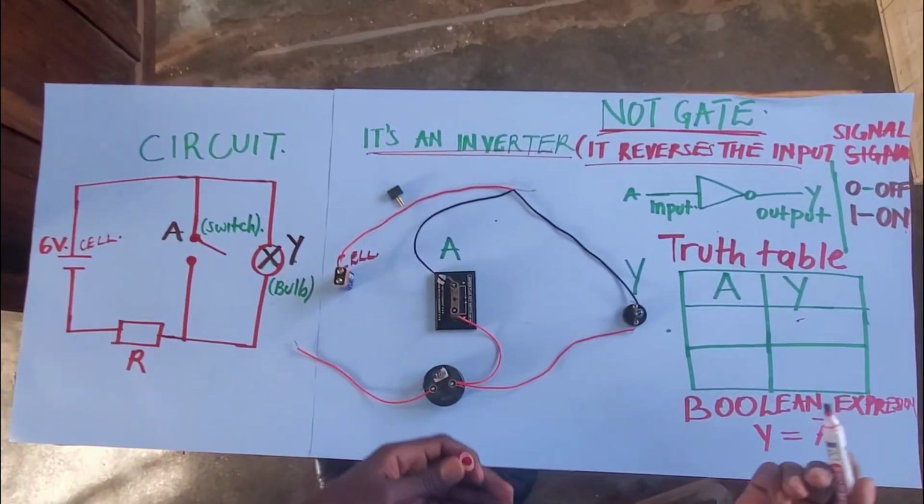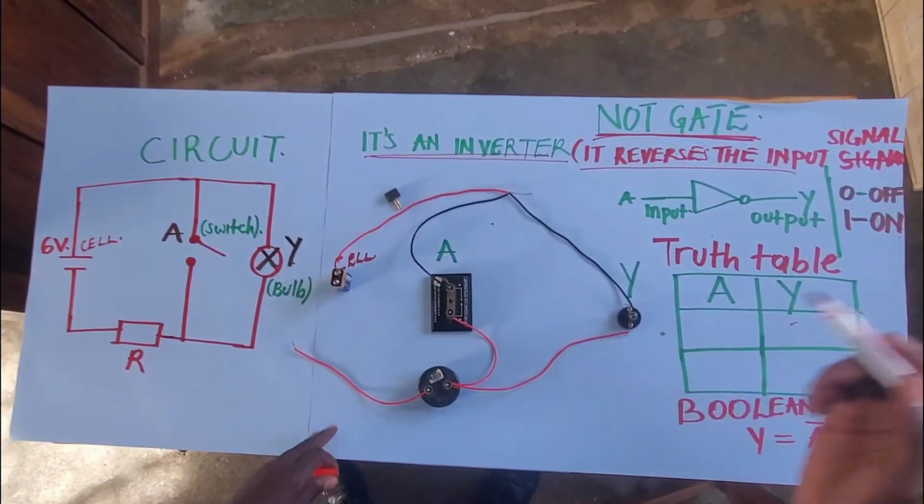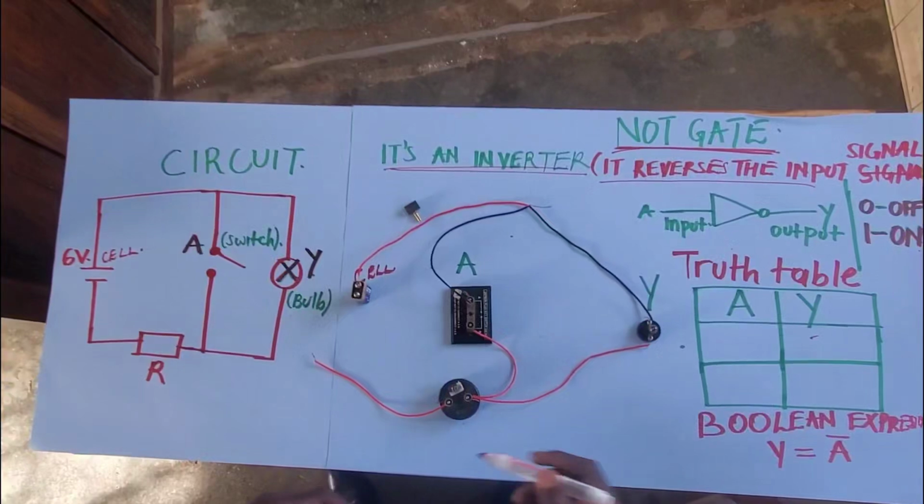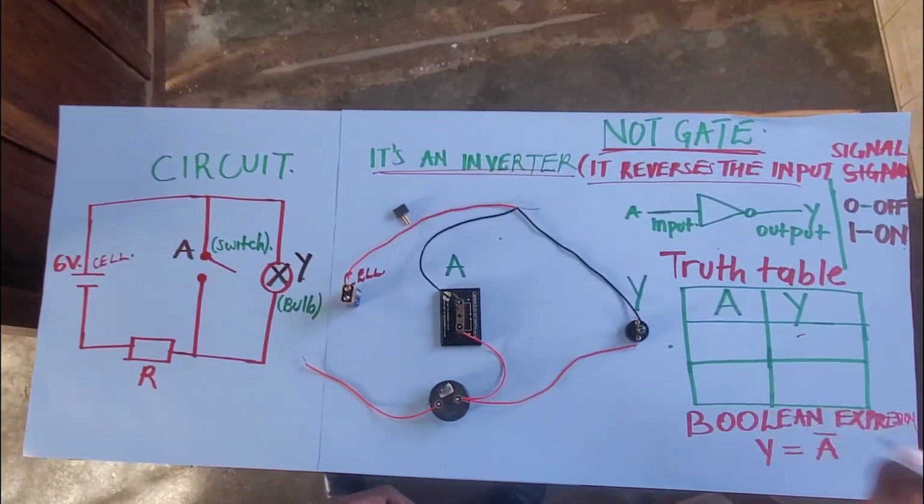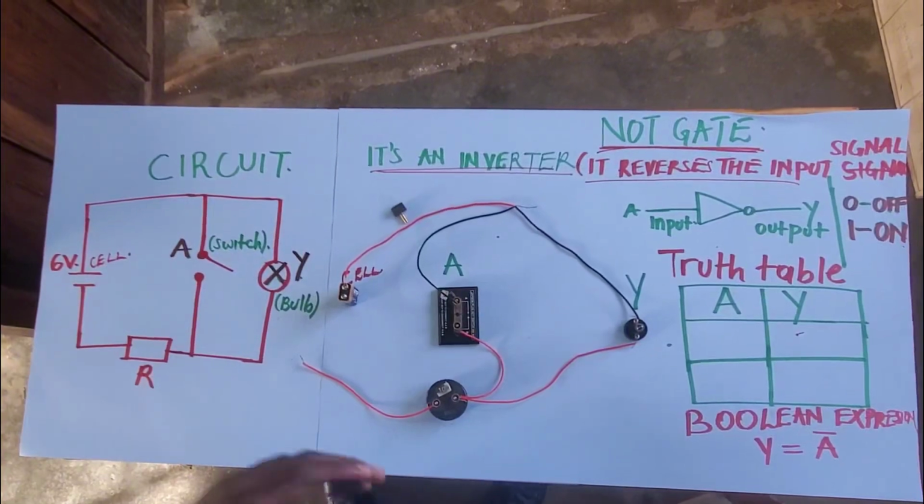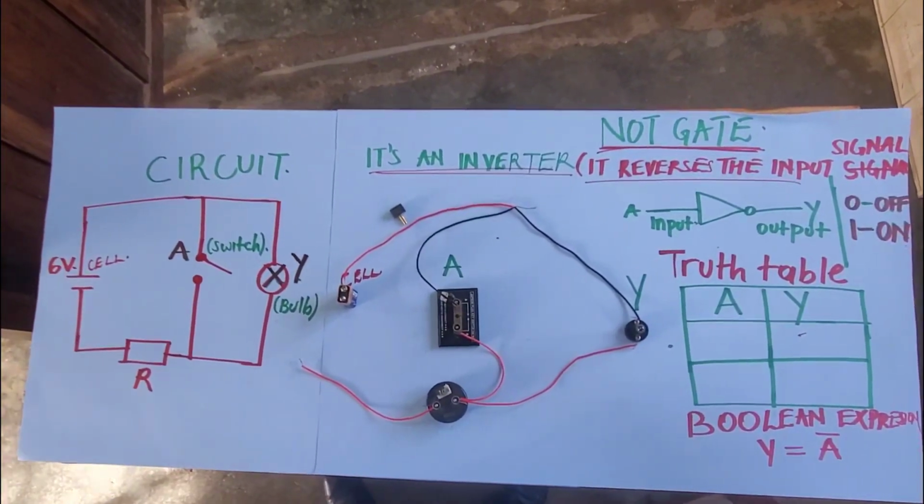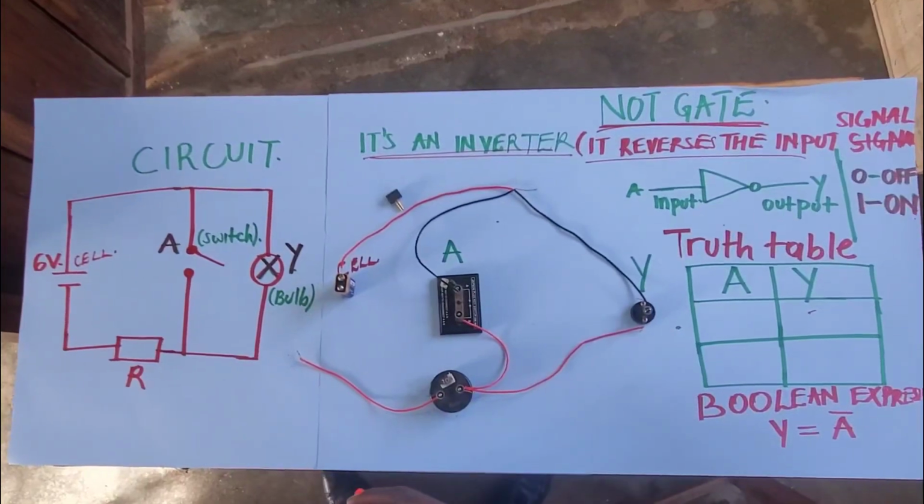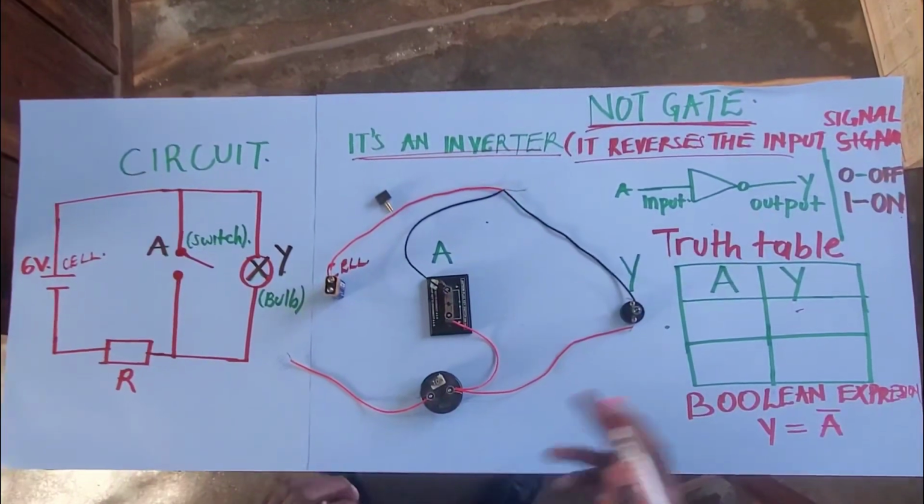A NOT gate is an inverter. What it does is reverse the input signal. If you switch on, the NOT gate goes off. If you switch off, the NOT gate goes on. Now, physics is an interesting subject. I'm going to illustrate this, and digital electronics is a very simple topic in physics. So we are going to look at this.